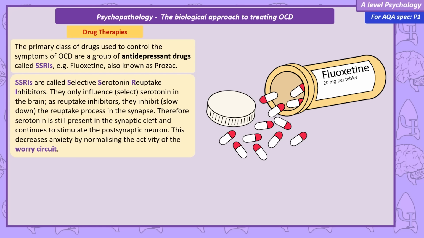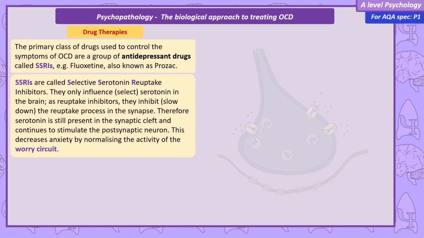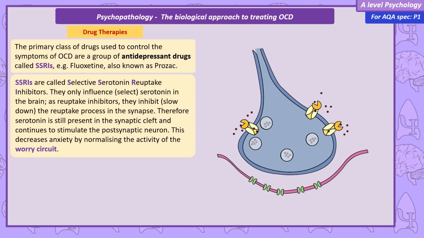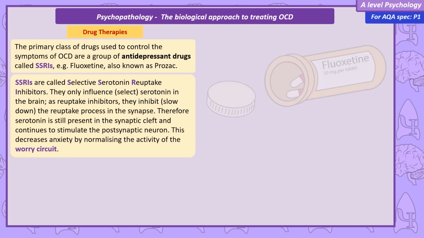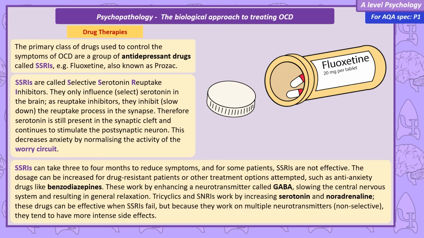This means that serotonin continues to stimulate the postsynaptic neuron. This decreases anxiety by normalizing the activity of the worry circuit. Going back to this image, we can see the process of reuptake. SSRIs, by blocking the reuptake of serotonin, keep serotonin in the synapse for longer, increasing its effectiveness. It can take 3 to 4 months for SSRIs to impact symptoms.